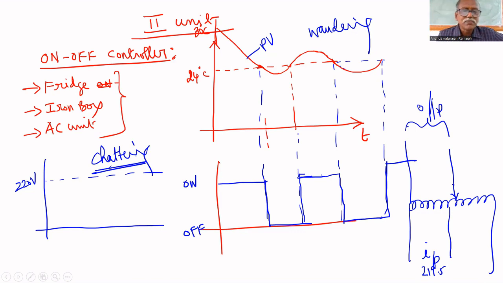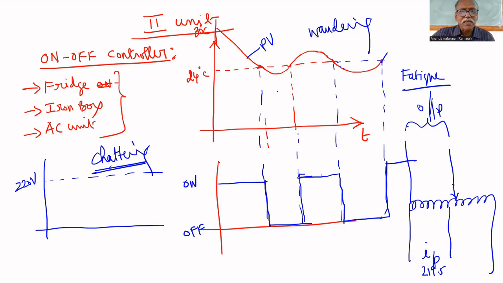One more problem is there. That is called fatigue failure. You know, suppose there is a sheet of metal. If you fold it again and again, what will happen finally? It will break into two pieces. That is called fatigue failure. Here, you are subjecting the final control element continuously to on, off, on, off. Like chattering, that's why it may fail. Fatigue failure may happen.